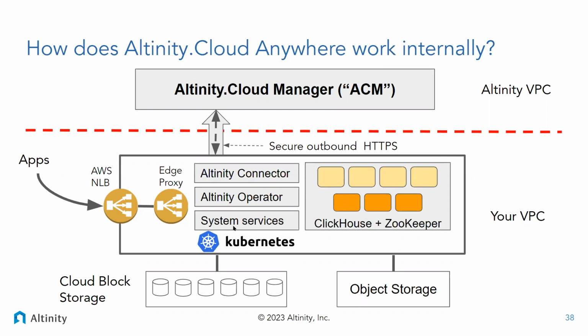We then have a set of system services that include the Altinity connector that you installed. We have something called the Edge proxy, which is used to route traffic that comes in from a network load balancer, and then there's other system services that include Prometheus, Grafana, things like that to allow you to get monitoring and to collect information that we use for alerting.